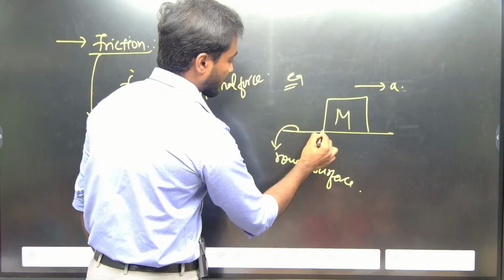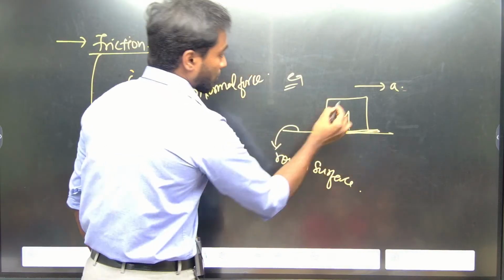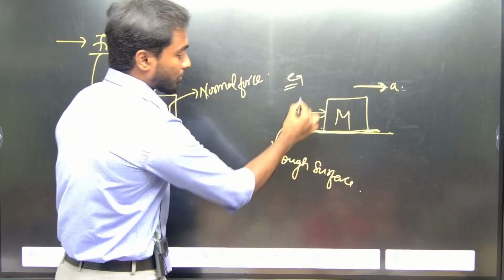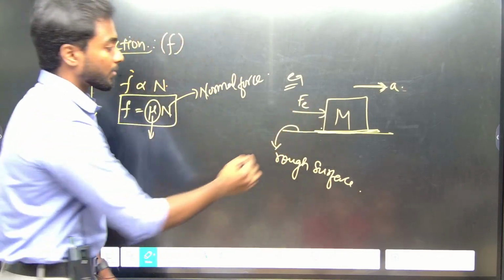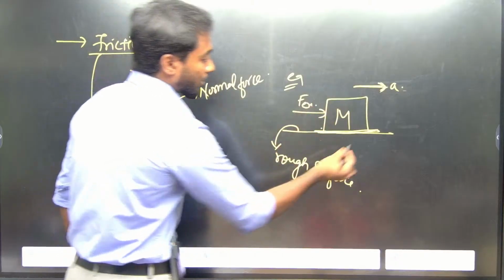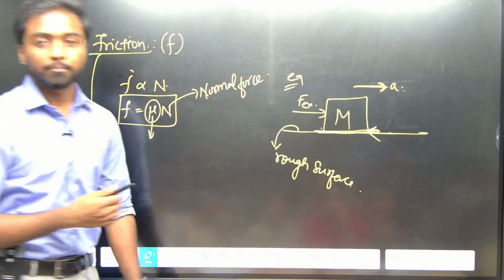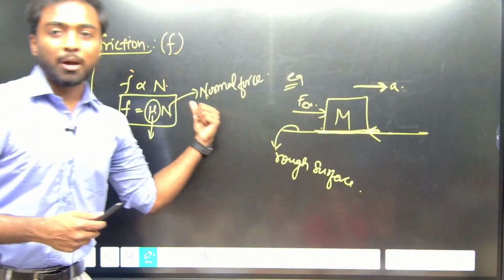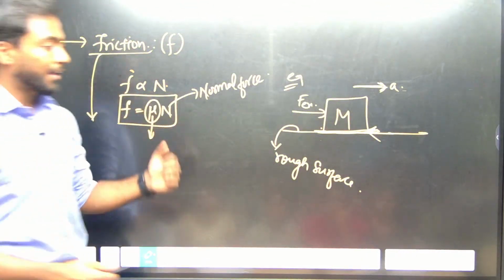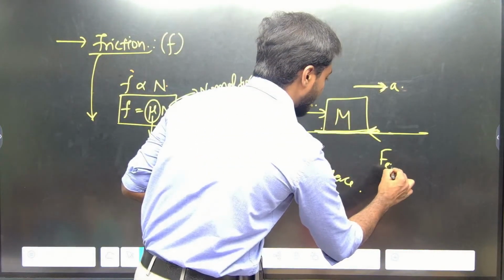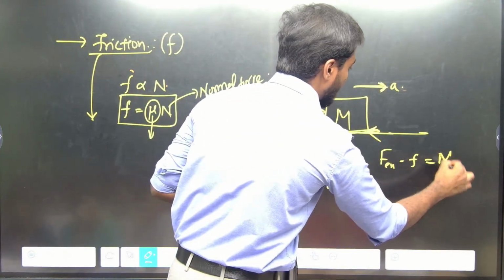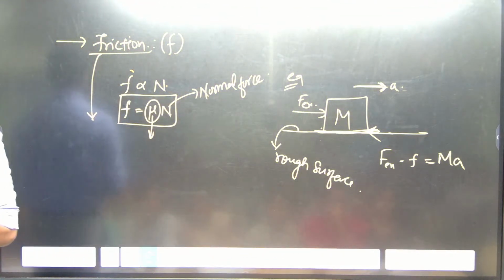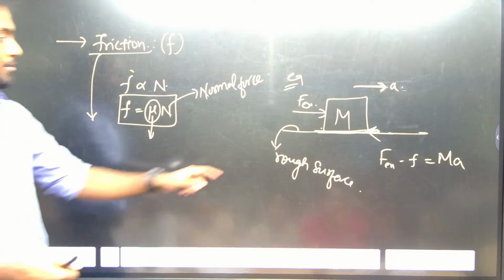So rough surface means the friction will be there, no? If it is going with acceleration a and I applied a force here, which is nothing but external force, friction will be in the opposite direction, correct? If I apply force in this direction, friction should oppose me. So F external minus F friction will be equal to ma. Any doubts here?